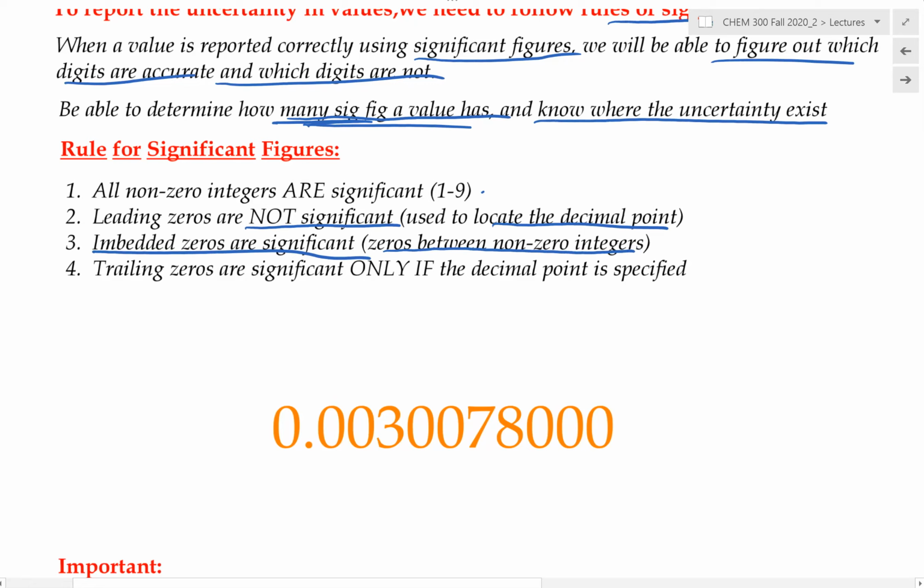And lastly, trailing zeros are significant only if the decimal point is specified in the value, but not implied. So if the decimal point is specified in the value, then the trailing zeros would be significant. If we have an implied decimal point, then the trailing zeros would not be significant.